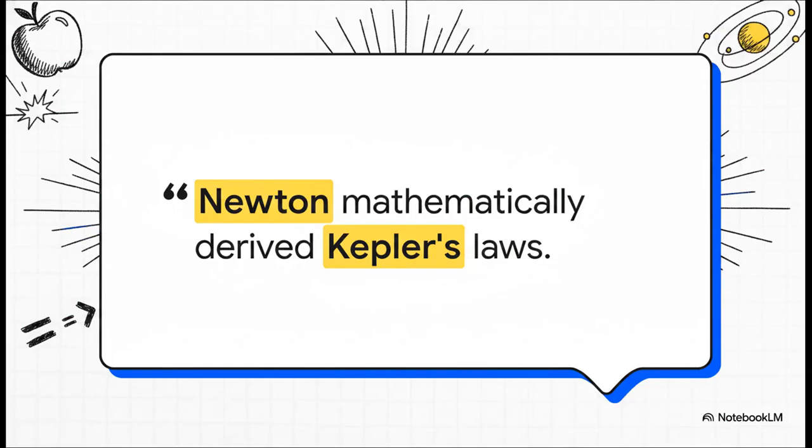This whole synthesis was just a massive scientific achievement. Newton didn't just guess that equation. By using his theory of gravity, he was able to mathematically prove Kepler's laws. He perfectly connected the everyday physics of a falling apple directly to the exact cosmic mechanics governing our solar system.